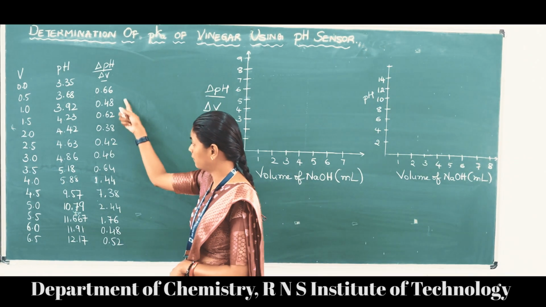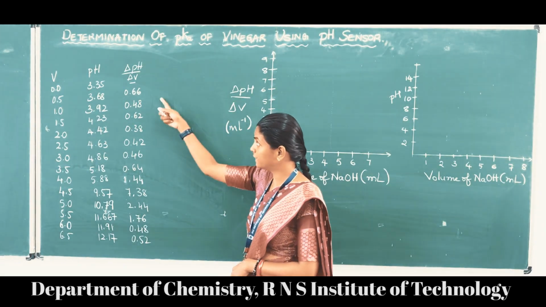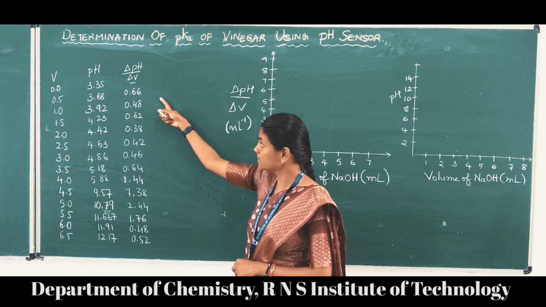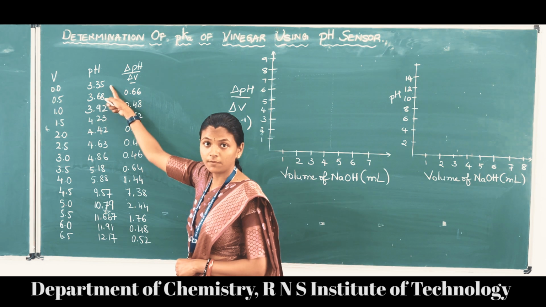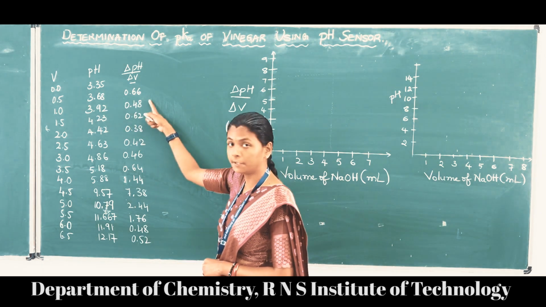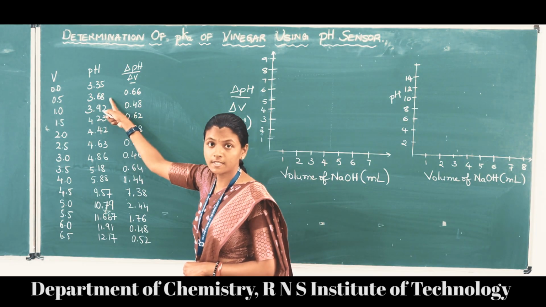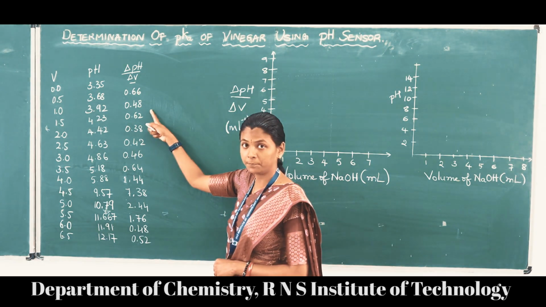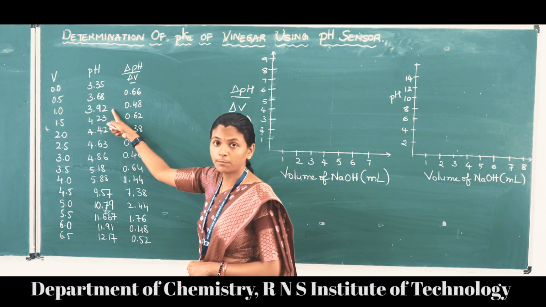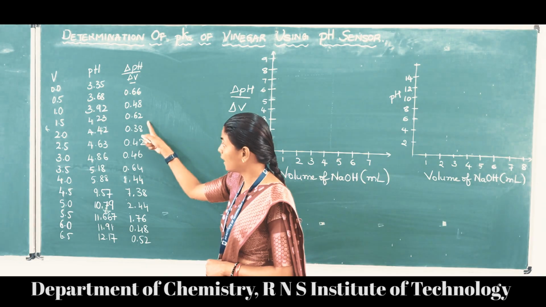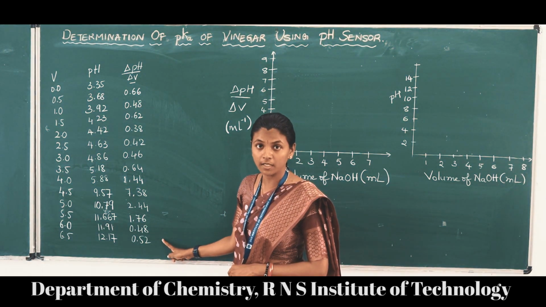So once we have recorded all these pH values, we will have to calculate delta pH, that is 3.68 minus 3.35, we will have to write it over here, and 3.92 minus 3.68 we will have to write it over here, and later on 4.23 minus 3.92 we will have to write it, and likewise for all the remaining readings one has to calculate delta pH.